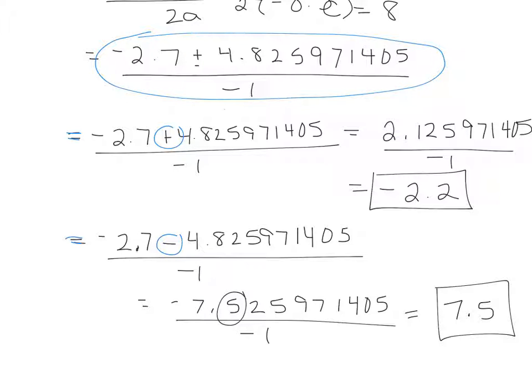Since this problem talks about the distance that the ball will travel, we want to take the positive answer, since the distance can't be negative. So our final answer is going to be 7.5.